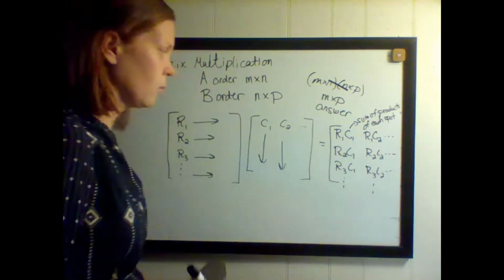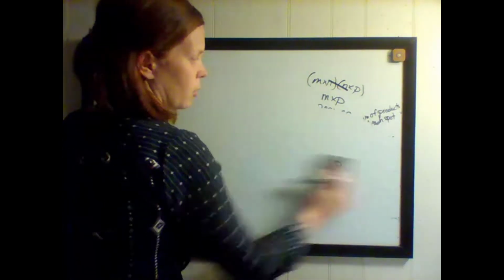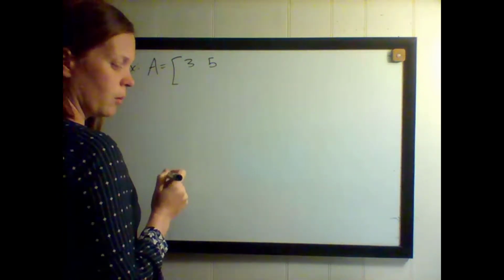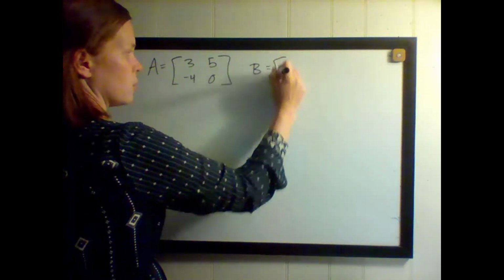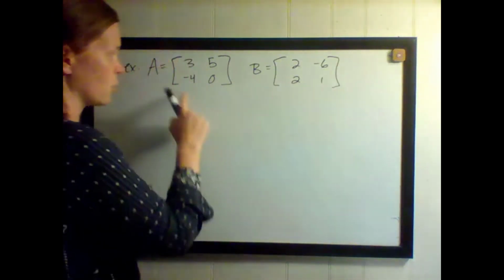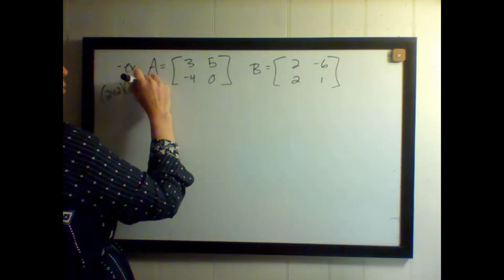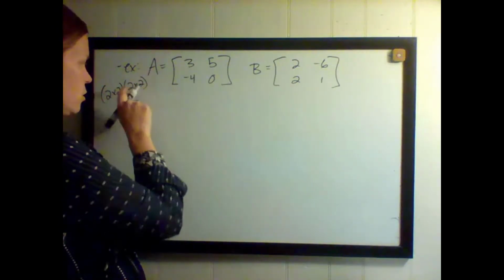So let's go back to that one we had just done. A is, and maybe you don't need to rewrite this if you still have it in your notes, 3, 5, negative 4, 0, and B is 2, negative 6, and then the next row is 2, 1. Notice this is a 2 by 2 by a 2 by 2. My answer is going to be also a 2 by 2. We'll do another one after this where it's a little different.